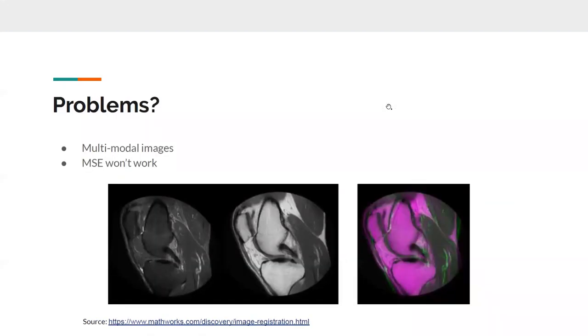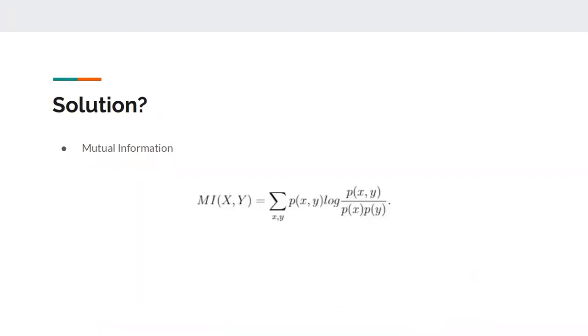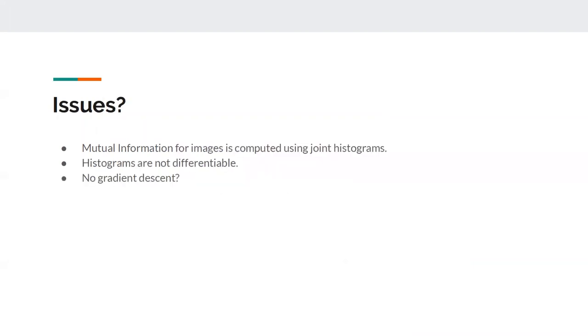The cost function could be something as simple as mean square error. But the problem here is that in case of multimodal images, mean square error won't work, because when two multimodal images completely overlap, the pixel intensity difference between these two might not be at its minimum. So we use something like mutual information. But the problem with mutual information in this form is that we use histograms to compute it, and histograms are not differentiable. So we can no longer perform gradient descent.